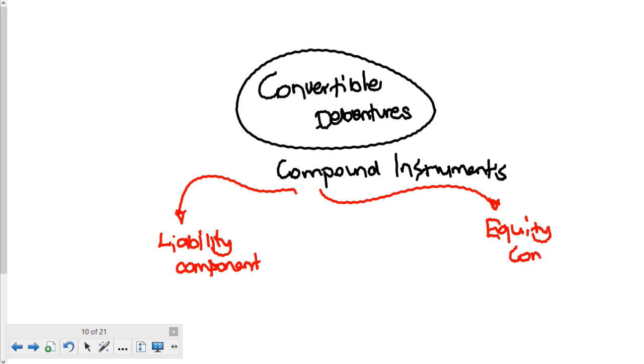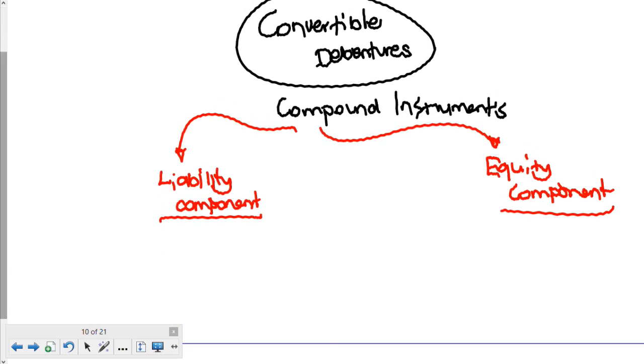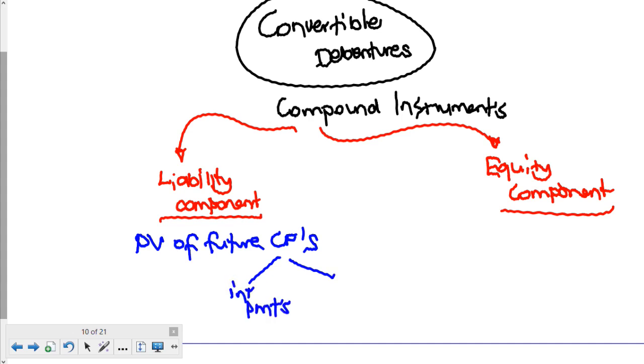When we are looking at IAS 32, IAS 32 says, first, look for the liability, doesn't it? So what is the liability component? The liability component is the present value of the future cash flows. Those cash flows are interest payments. According to your contract, you have to pay interest on the debentures, isn't it? That's how a debenture works. It's like a loan. And then it may or may not have a future value, which is the redeem amount.